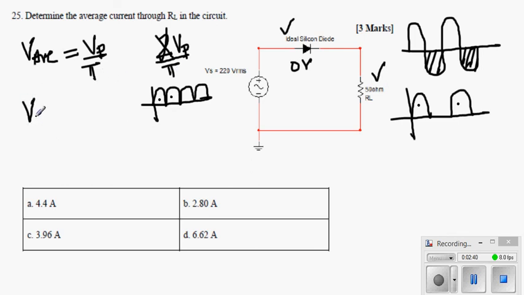Well, the other formula is VRMS is equal to the peak value divided by the square root of 2. Which means that if we have the RMS value, then we can calculate the peak value by multiplying by the square root of 2. All right. If we take the RMS value and multiply by the square root of 2 in this problem, you get 311 volts.